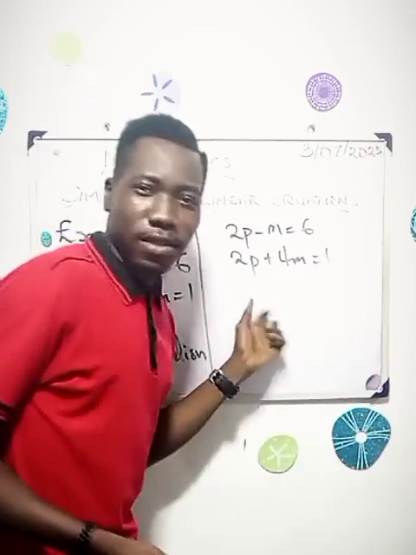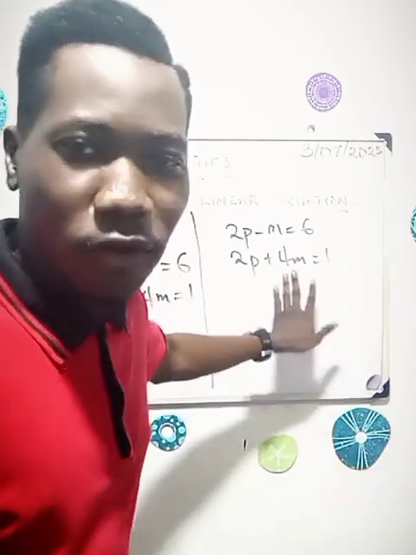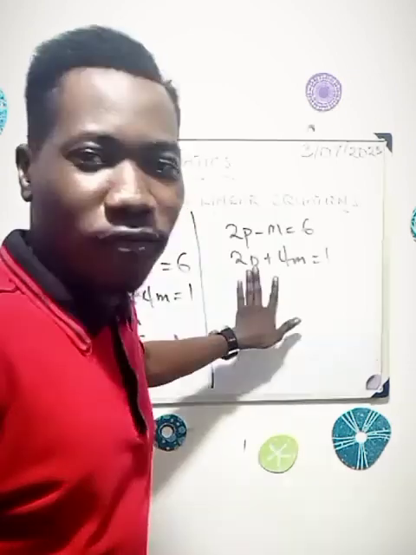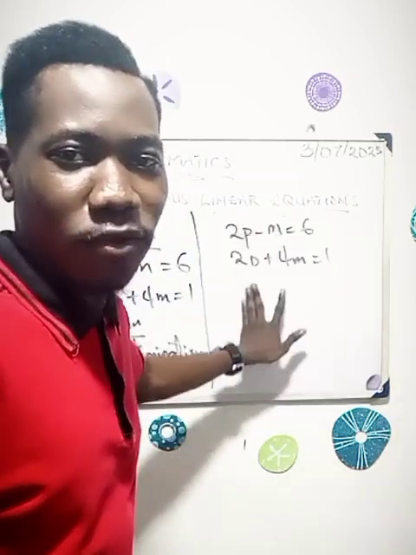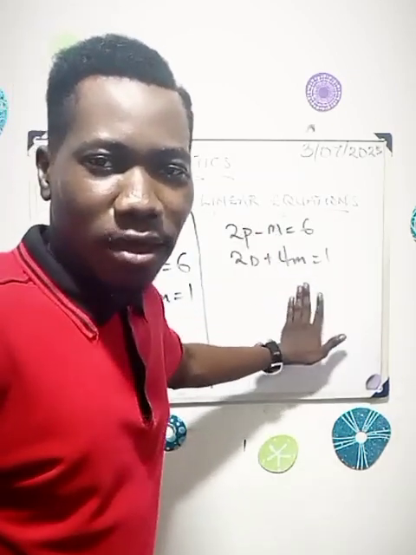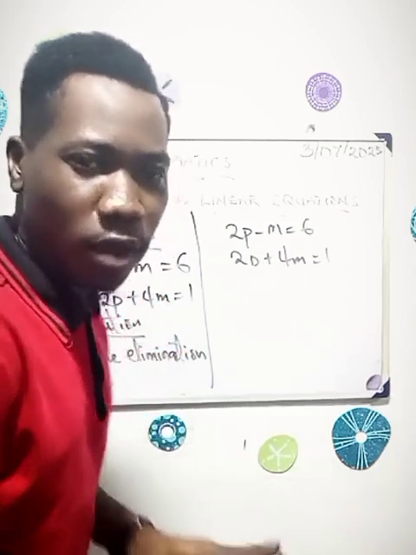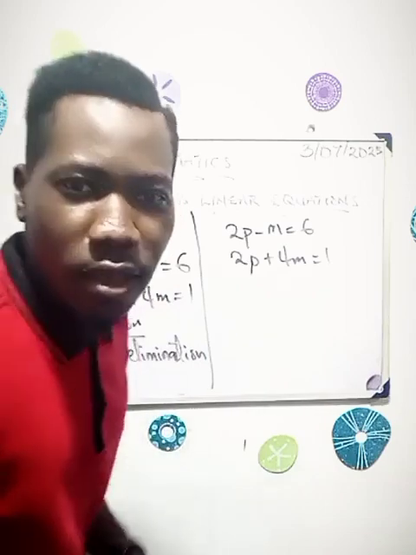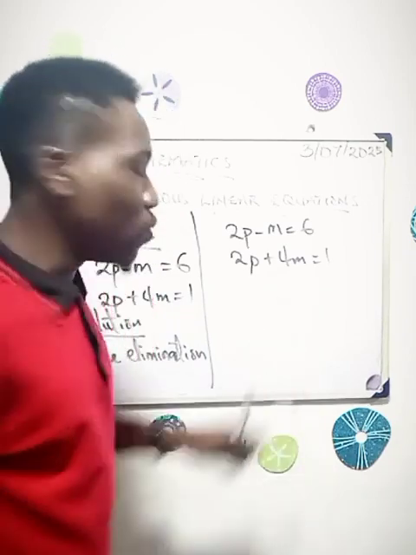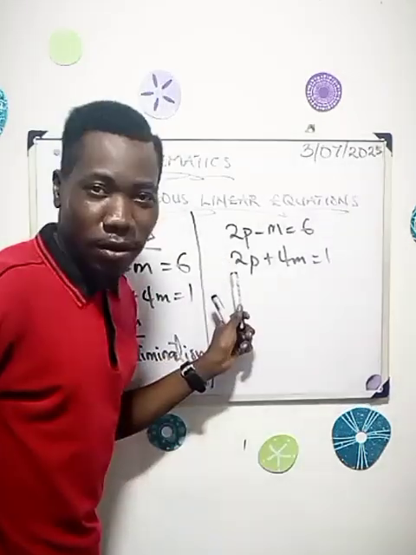You decide, let's vote. Which one are we eliminating first? Do you want us to eliminate p first and get the value of m, or eliminate m first and get the value of p? P. Okay, we're eliminating p. Good.